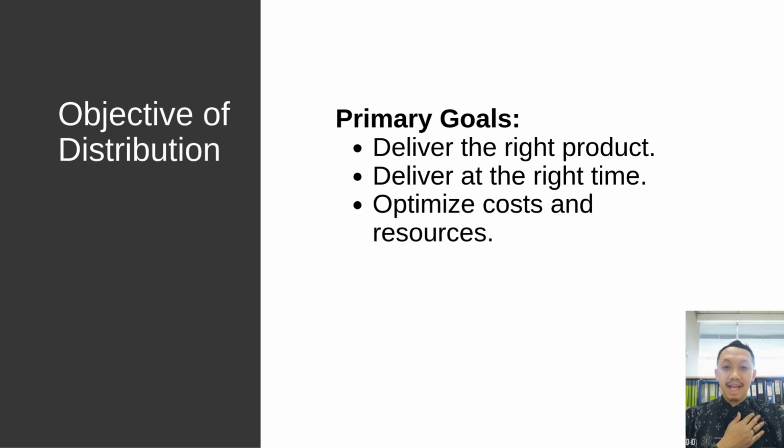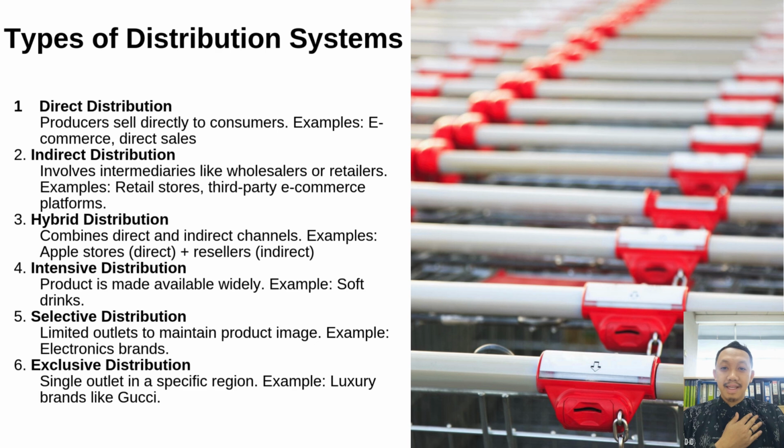Slide 4. Objective of distribution. First, primary goals like deliver the right product, deliver at the right time, optimize costs and resources. Next, slide 5. There are 6 types of distribution systems. I want to explain that, and we start from first, direct distribution. Producers sell directly to consumers. Examples: e-commerce, direct sales.